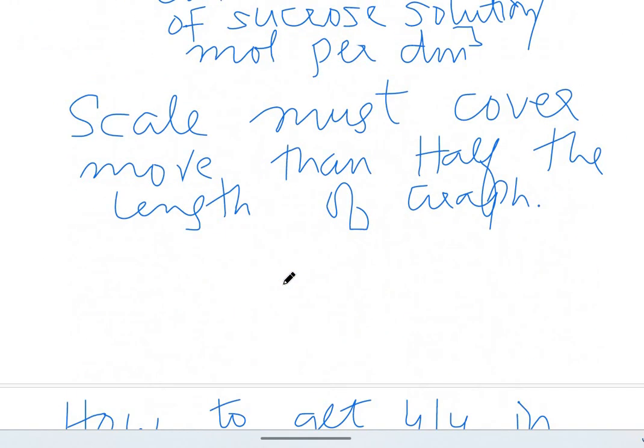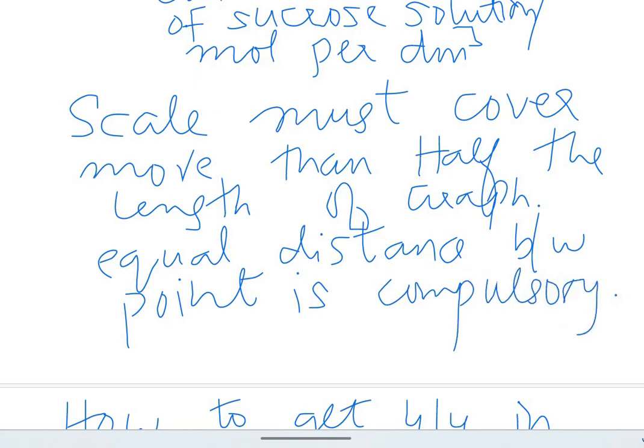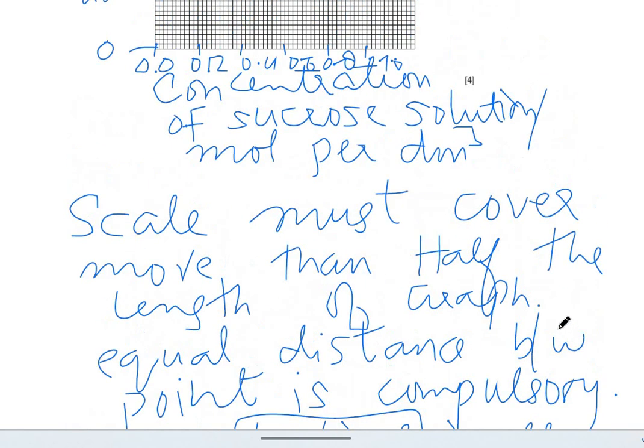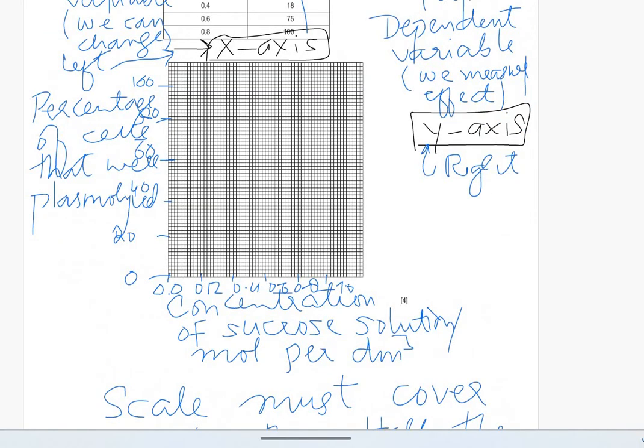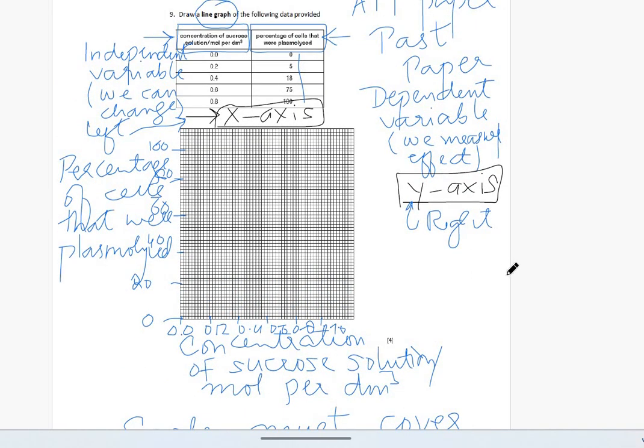We have equal distance. Equal distance between points is compulsory. For example, here I have taken a distance of 10 lines in all. Okay, so you can choose others also. So now 2 marks पक्के हो गए. First labeling is confirmed, then second drawing of the scale is confirmed.